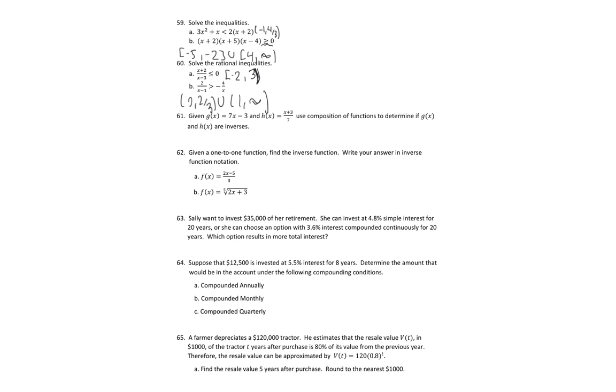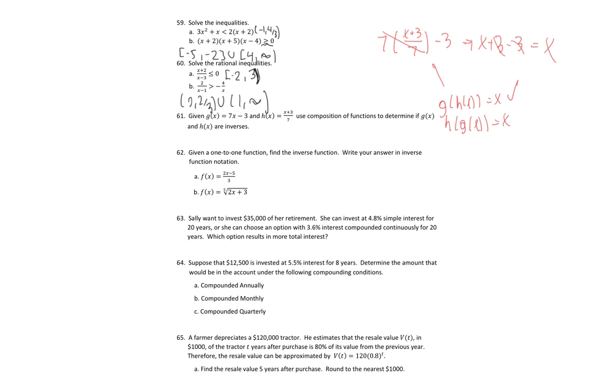For this next one, it says given g of x and h of x, use composition of functions to determine if g and h are inverses. Well, that just means they're inverses if g of h of x equals just x and h of g of x does too. Either way works, so I'll do this one first. So 7, I'll plug in my h for my x minus 3. Well, the 7's cancel. So I get x plus 3 minus 3. The 3 minus 3 cancels, so we just get x. That one worked, and so the answer is yes.